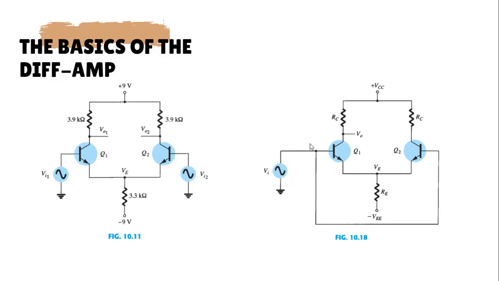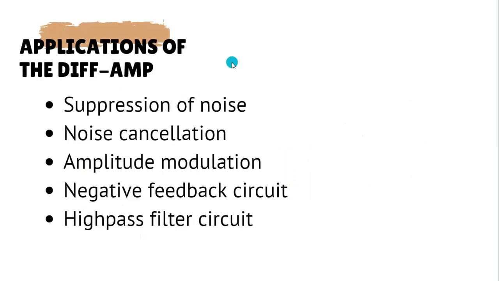Now here are some applications of the differential amplifier. You'll find that differential amplifiers are mostly related to noise. Noise is basically the interference that comes along with any electrical signal that is transmitted. Differential amplifiers are configured so that they are at least able to minimize noise and, in ideal situations, able to block it out.